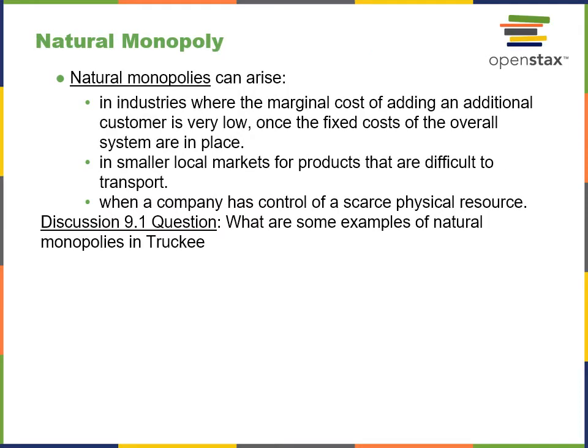Natural monopolies can arise, one, in industries where the marginal cost of adding an additional customer is very low, once the fixed costs of the overall system are in place. This is like the fixed costs of a public utility district water system are very high, but the additional costs are lower. Or two, in smaller local markets for products that are difficult to transport. Or three, when a company has control of a scarce physical resource.